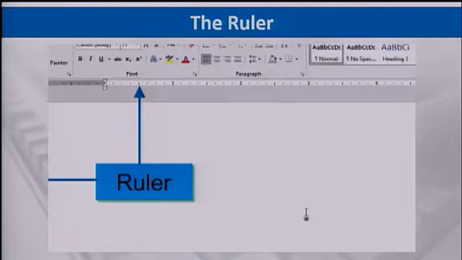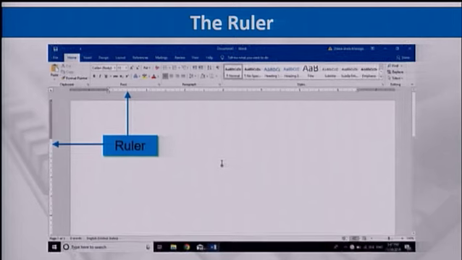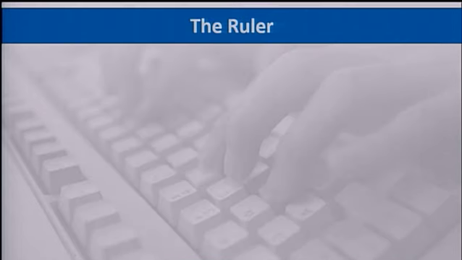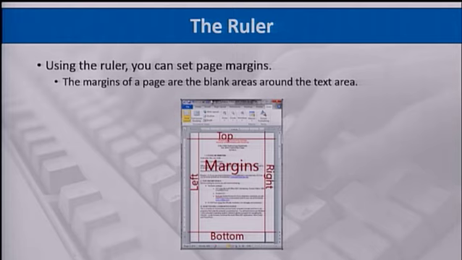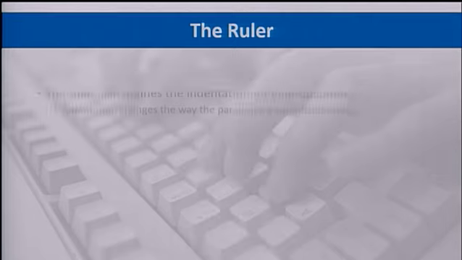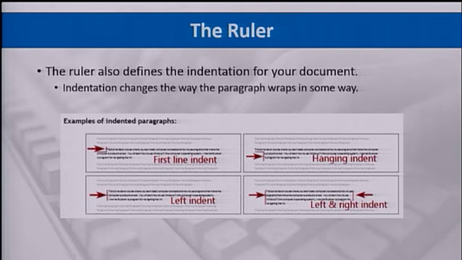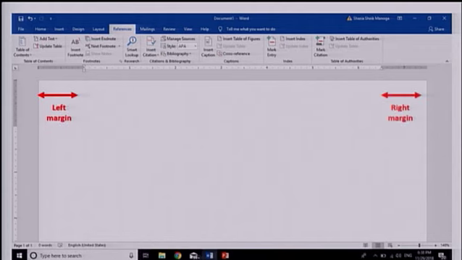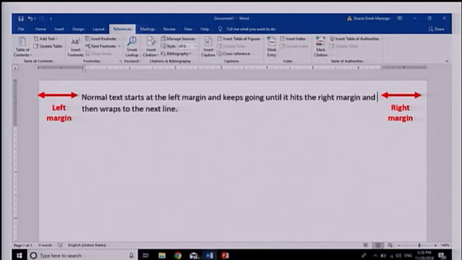Microsoft Word normally displays a ruler around the edge of the document. Using the ruler, you can set page margins. The margins are the blank areas around the text area. The ruler also defines the indentation for your document. Indentation changes the way the paragraph wraps in some way. Normal text starts at the left margin and keeps going until it hits the right margin and then wraps to the next line.